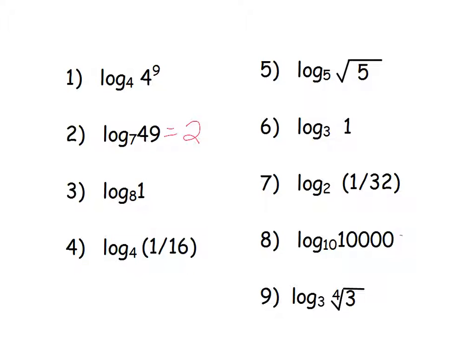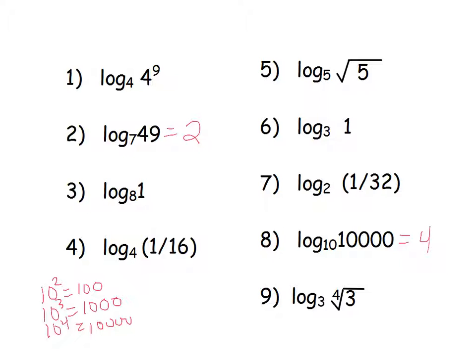How about this number 8? 10 to some power is 10,000. Think about it. If you had 10 squared, that'd be 100. 10 to the third is 1,000. So 10 to the fourth power is 10,000. So that would equal 4.